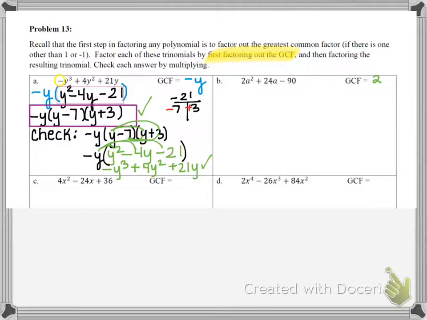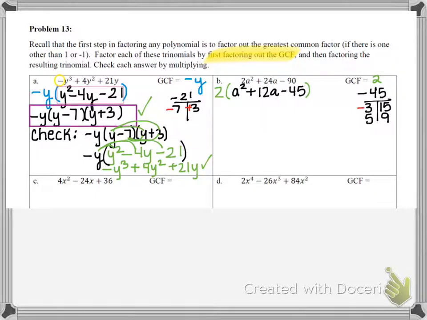I can see that the GCF is 2. So what I'm going to do is factor out 2 from the trinomial. So that leaves me with a squared plus 12a minus 45. So I need factors of negative 45 that add up to 12. So I don't need to worry about 1 and 45. I know that's not going to work. So my choices are 3 and 15 or 5 and 9.